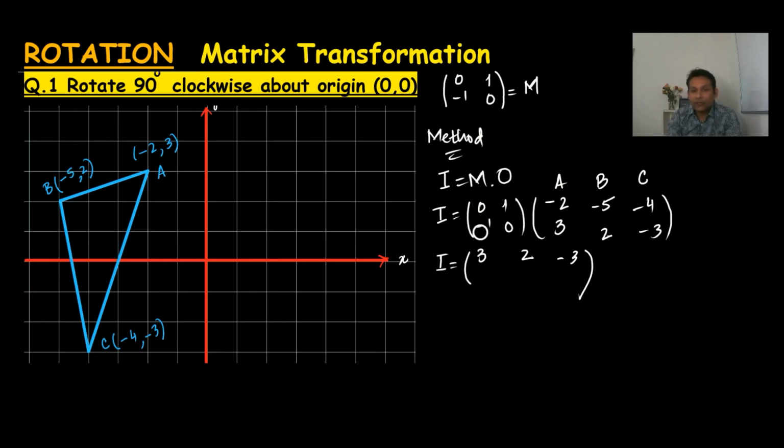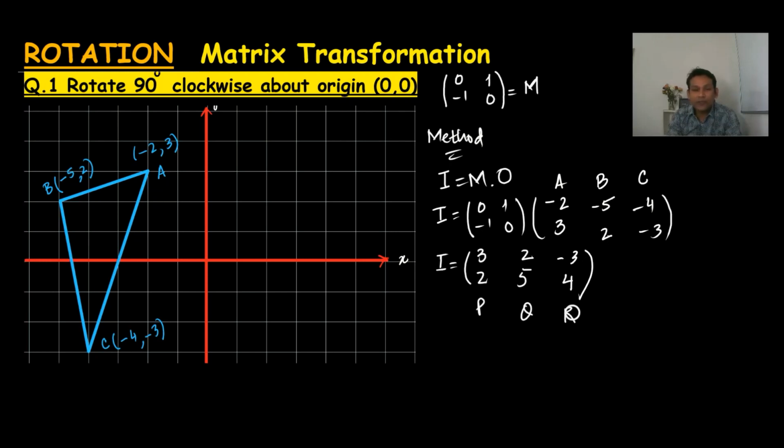Second row, first column: minus 1 times minus 2 is 2 and 0 times 3 is 0. I don't need to write the 0 plus 0 or minus 0 here. Minus 1 times minus 5 is plus 5, and minus 1 times minus 4 is plus 4. These are the coordinates for P, Q and R.